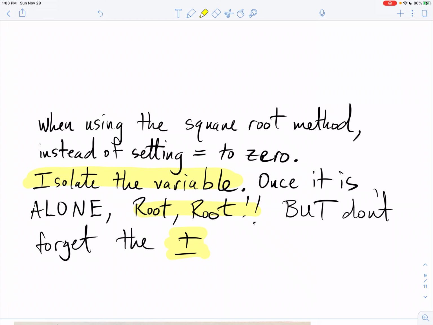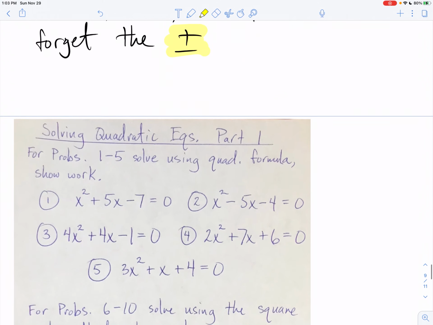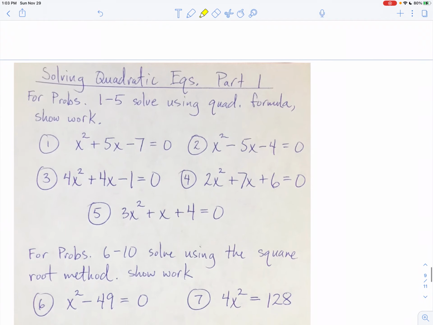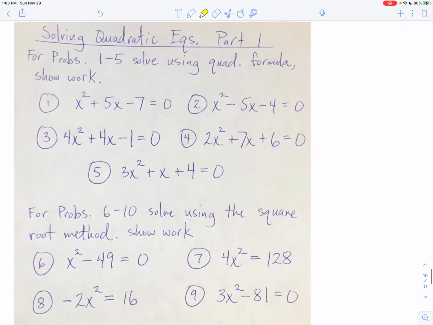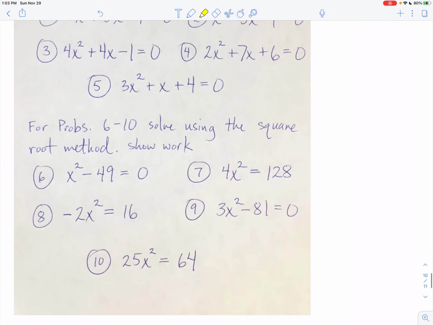So, let's take a look at what you guys have to practice. This is the second video, so you've hit the practice stage. And this says Solving Quadratic Equations Part 1, because you're going to do Part 2 in video 7. For problems 1 through 5, solve using the quadratic formula. But look, 1, 2, 3, 4, 5, they all look like good problems to use the quadratic formula. Then it says for problems 6 through 10, use the square root method, the one we just covered.